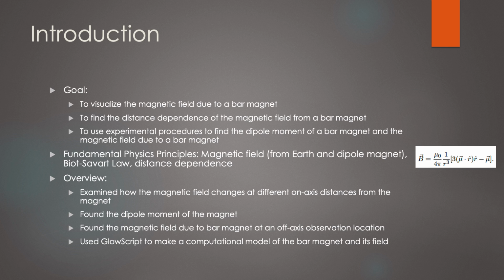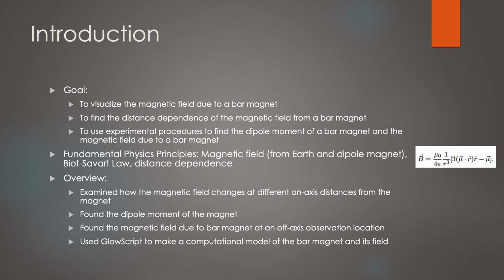For Lab 3, the goal was to visualize the magnetic field due to a bar magnet at multiple observation locations, to find the distance dependence of the magnetic field from a bar magnet, and to use experimental procedures to find the dipole moment of a real-life bar magnet and the magnetic field due to it. These are the fundamental physics principles.